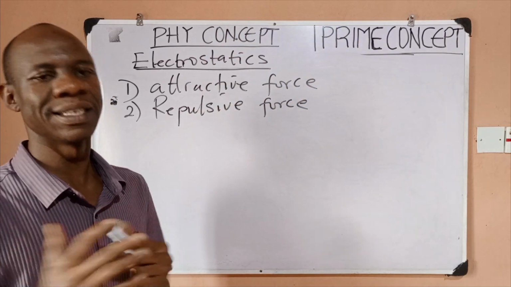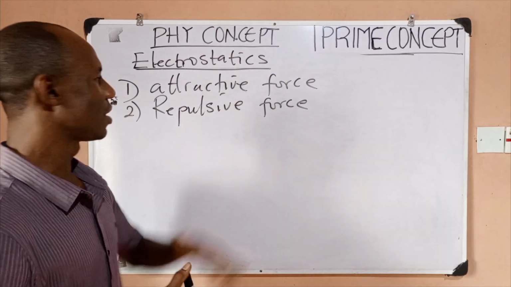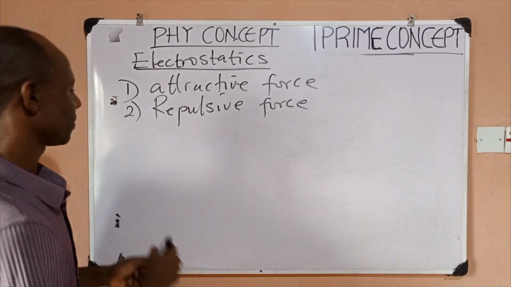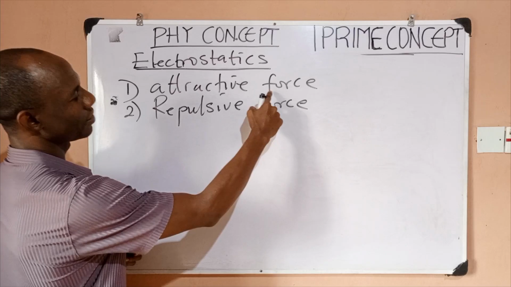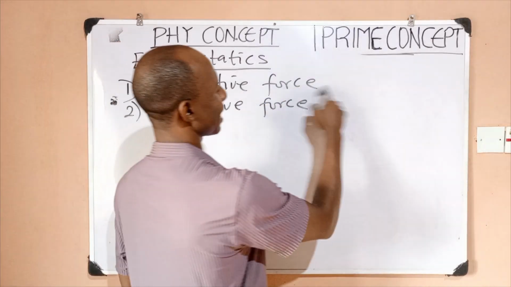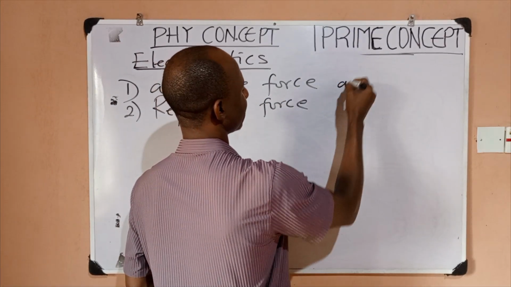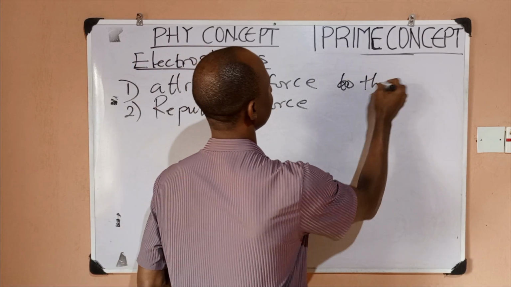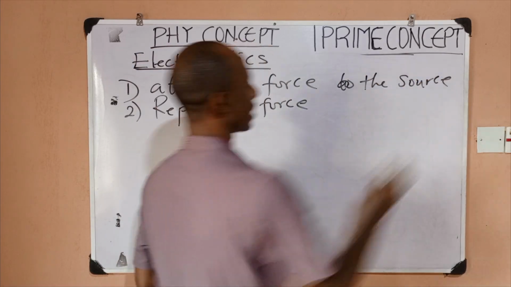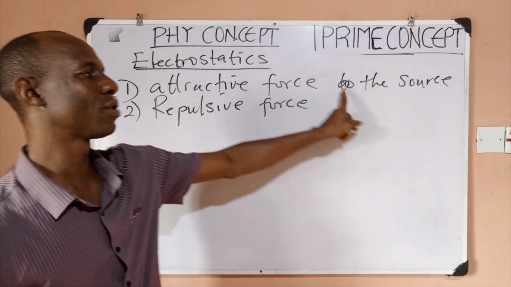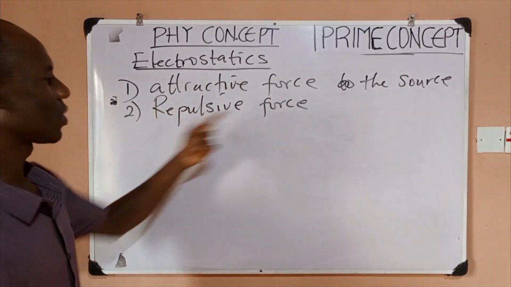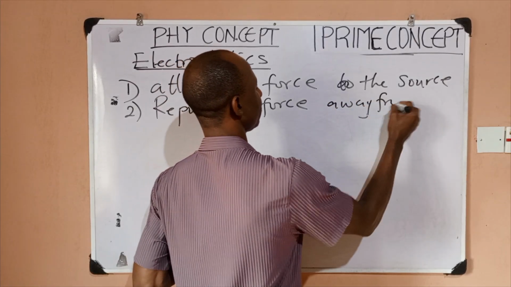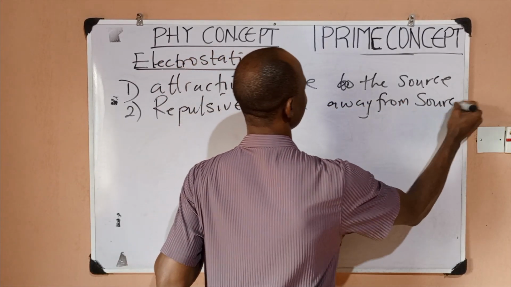Now, what is the sign convention we'll be using to solve problems under this? The sign convention simply says attractive forces are always attracted to the source, right? Repulsive force would always be repelled away from the source. So please take note of this.